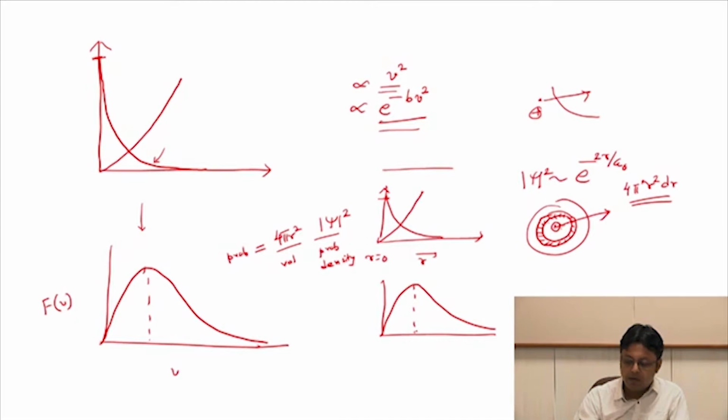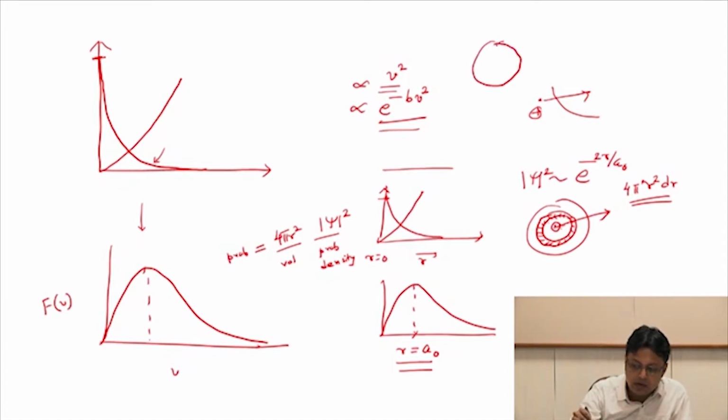For the 1s atomic orbital, you can easily show that this maximum comes at r equal to a0, where a0 is the Bohr radius, which Bohr found to be the radius of the electron's orbit if you think of the electron classically orbiting the nucleus as a particle. That distance is a0, known as the Bohr radius. You can easily figure this out in quantum mechanics also.